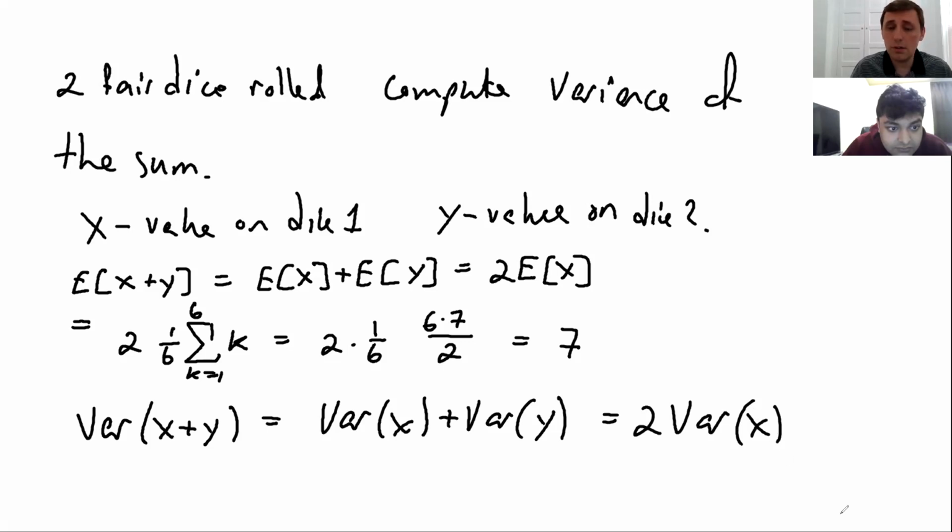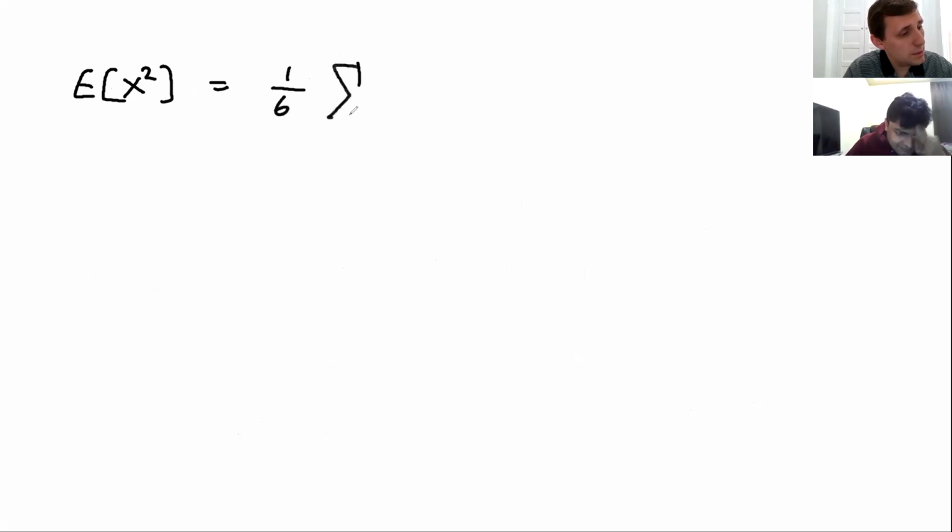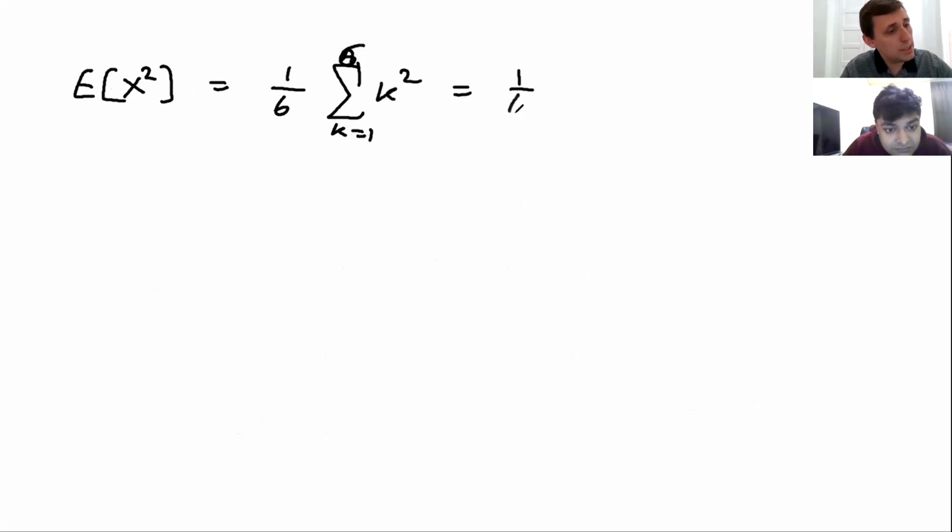Yes? So how do we calculate the variance of X? We need to calculate the expected value of X squared, and that would be 1/6 times the summation of k squared for k from 1 to 6, and that will be 1/6 times 6 times 7 times 13 over 6, am I right?